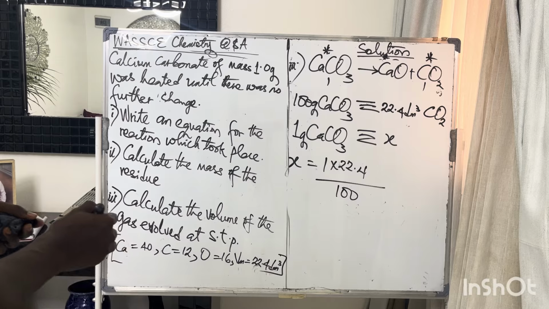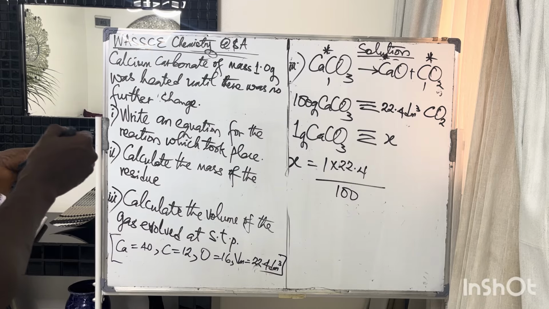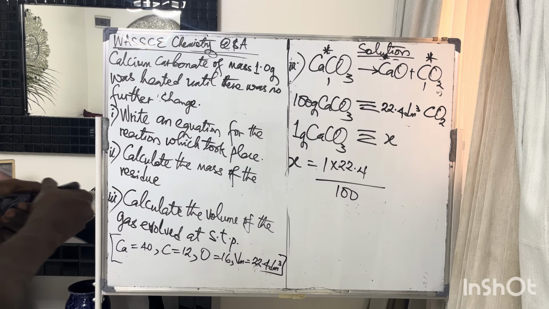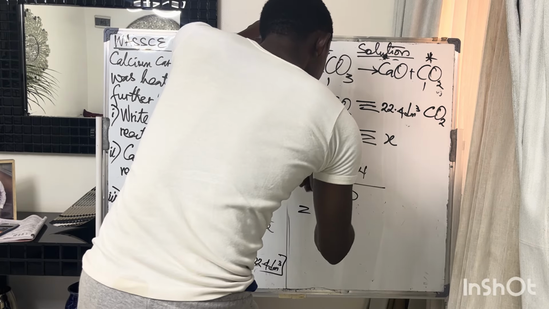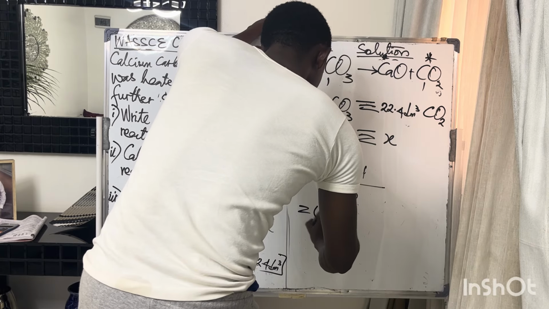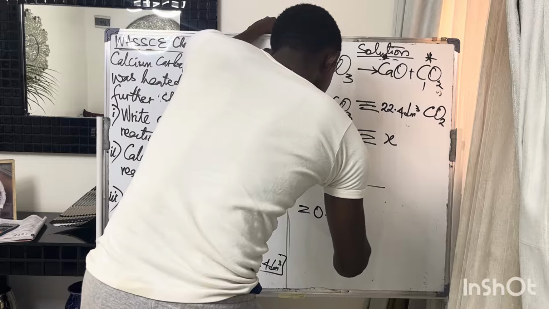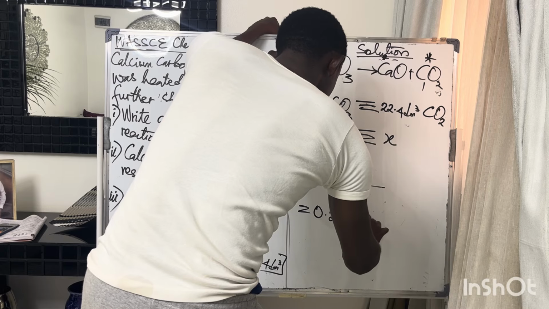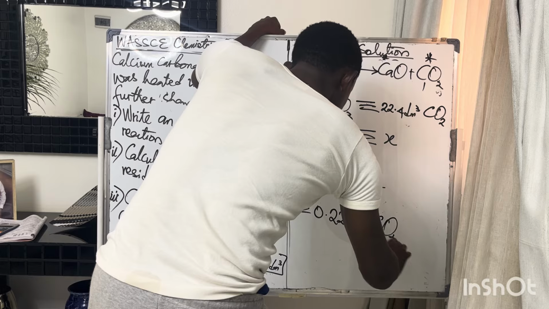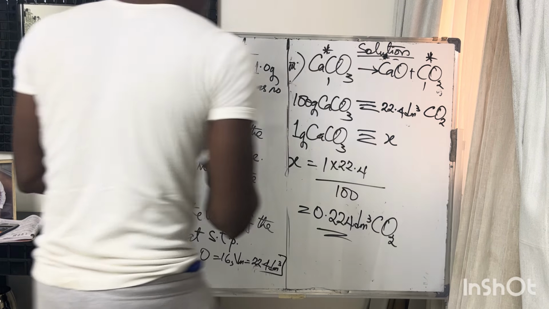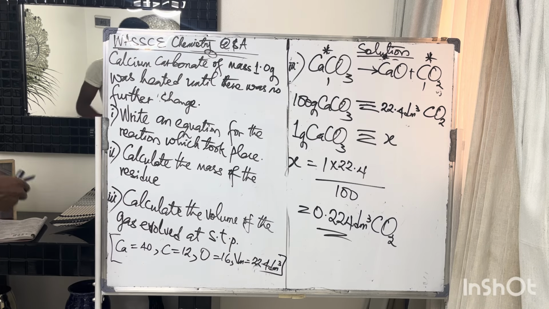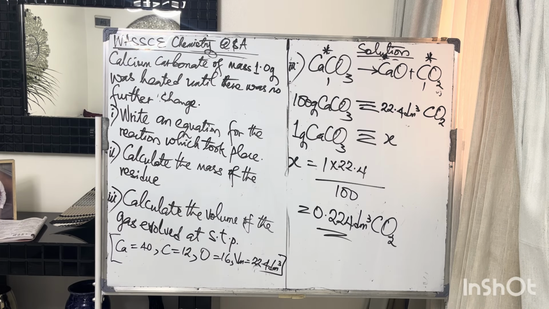If we do this, without using a calculator, it leaves us with 0.224 dm³ of CO2 gas. You can confirm that with your calculator, because you just move the decimal point two places to the left. All right, so this is our final answer.